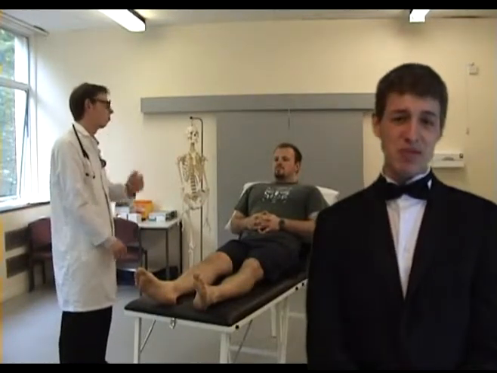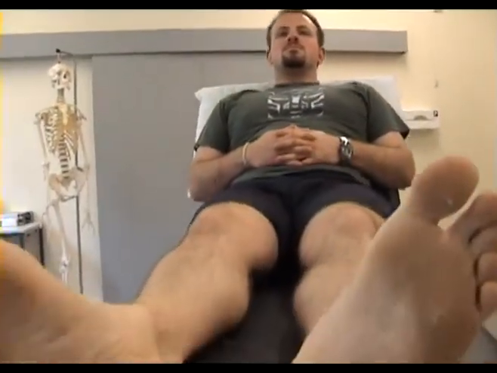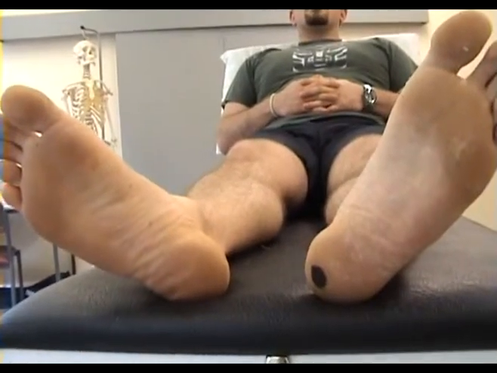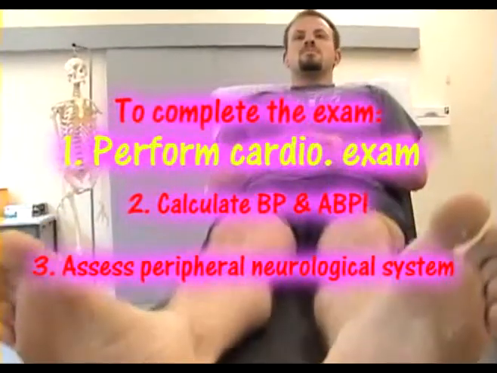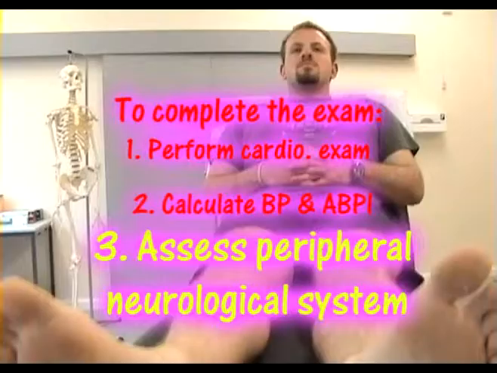Mr Edwards is comfortable at rest and has a regular pulse of 78 beats per minute. He has a deep 3 cm painless ulcer over his left heel, but all peripheral pulses are present. I would also like to assess his cardiovascular system, calculate both his BP and ankle brachial pressure index, and then examine his peripheral neurological system.